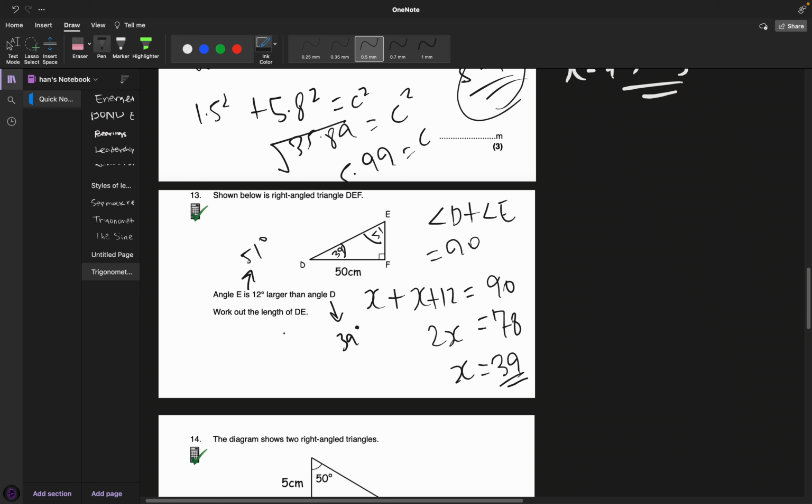What do they want us to do now? They want us to find out the length of DE, the hypotenuse. Let me just get rid of all the working out for the angles so that we have enough space.